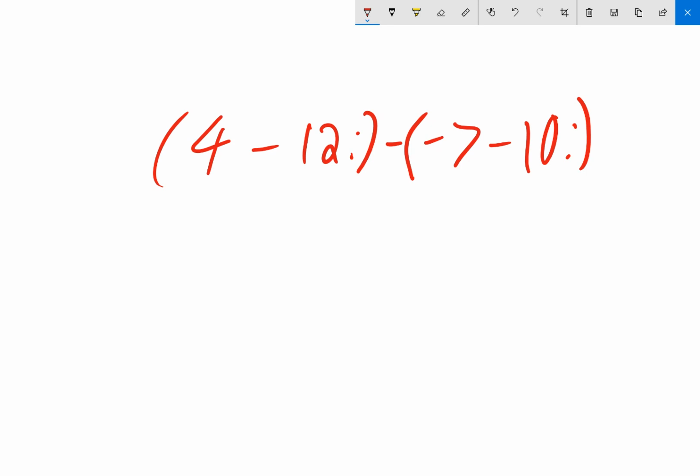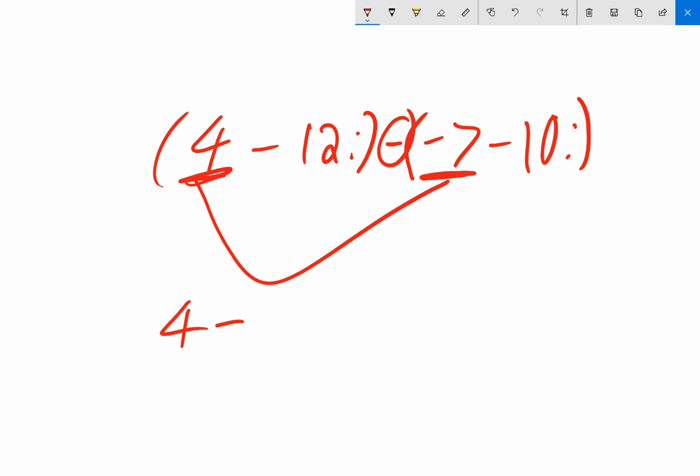signs. So like terms, I got 4 and minus 7, and I can combine them, but you got to be careful because it's 4 minus this minus sign, negative 7. So you've got 4 minus, and then you're subtracting a negative 7. So 4 minus negative 7. So that's really 4 plus 7, which becomes 11.